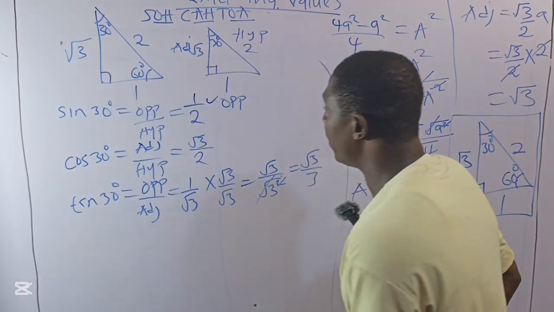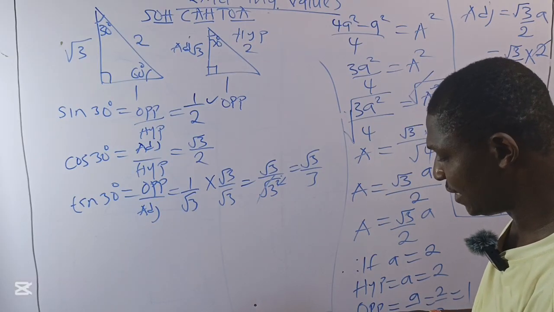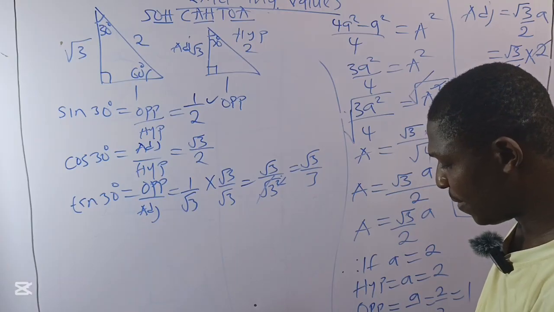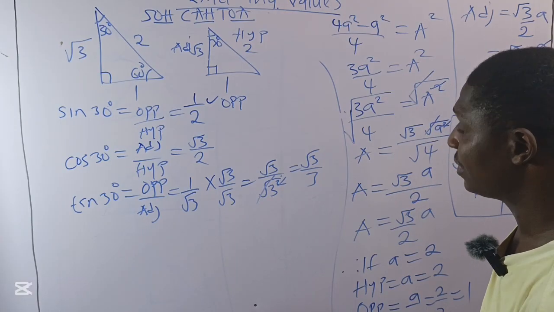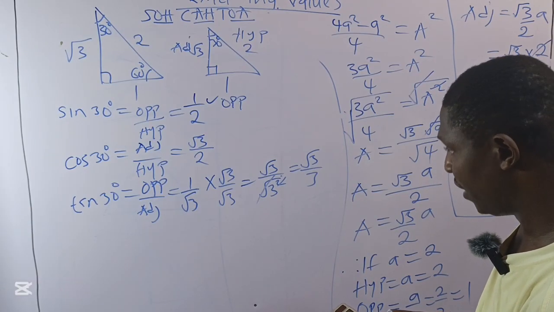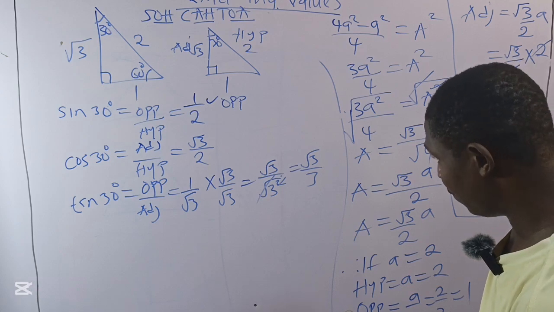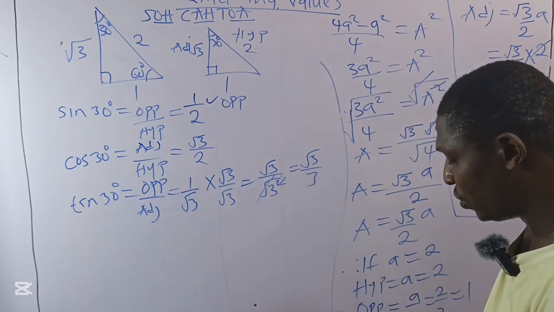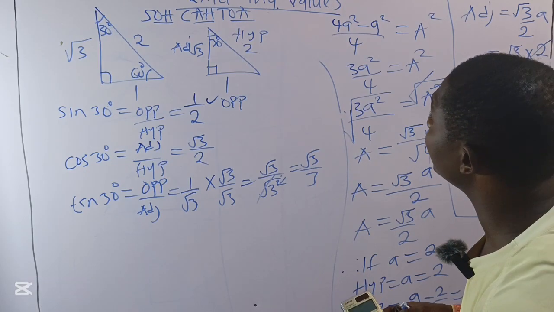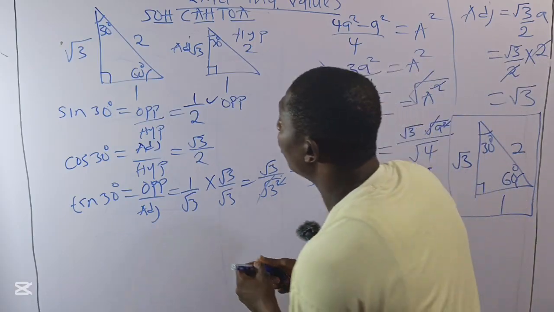Now we are done with that. You can choose to verify if you wish. If you check cos 30, it gives you 0.866. And if you check root 3 divided by 2, it equally gives you 0.866. If you check tan 30, it gives you 0.577. And if you check 1 divided by root 3, it will still give you 0.577. And the rationalized value, root 3 divided by 3, also gives you 0.577. So they are all the same.